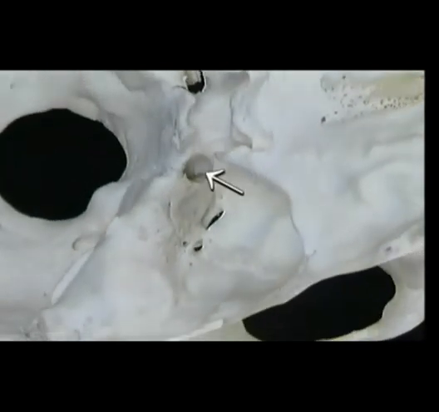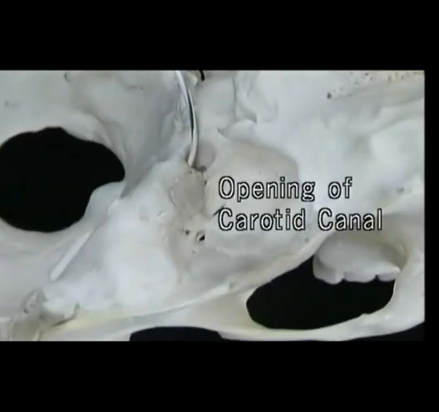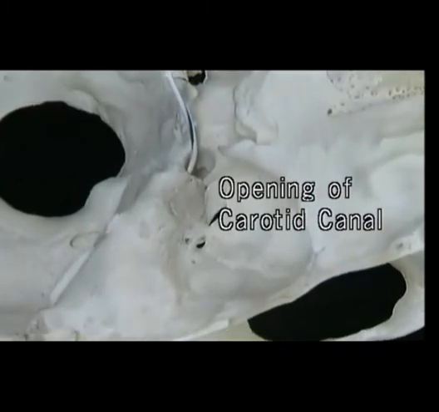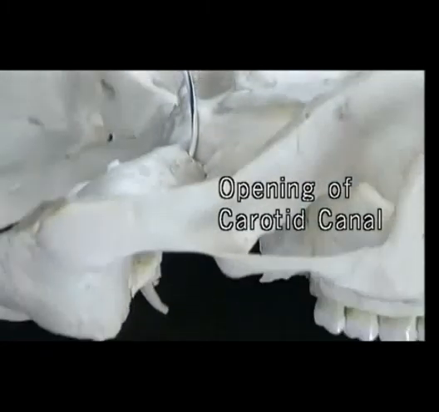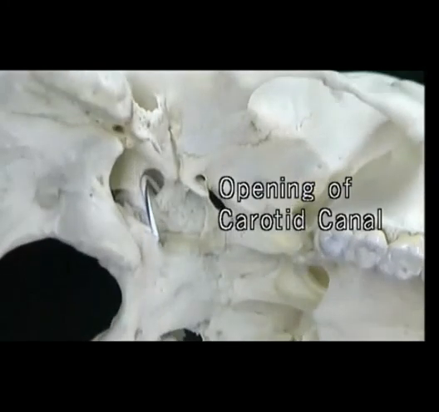What's left of the foramen lacerum is a clear-cut opening through which the internal carotid artery emerges from its oblique bony tunnel, the carotid canal. The other end of the carotid canal is back here, just medial to the styloid process.